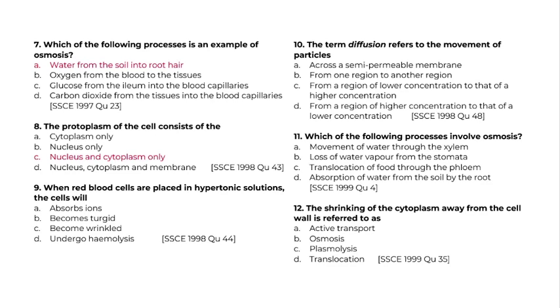Question number 9. When red blood cells are placed in hypertonic solutions, the cells will: A, absorb ions; B, become turgid; C, become wrinkled; D, undergo hemolysis. The question is asking what happens when red blood cells are placed in hypertonic solution. Because of the high concentration of solute in the hypertonic solution, it is going to take water or moisture out of the red blood cells. When that happens, the red blood cell will shrink and become wrinkled. So the correct answer over here is C, the red blood cells become wrinkled. Question number 10.